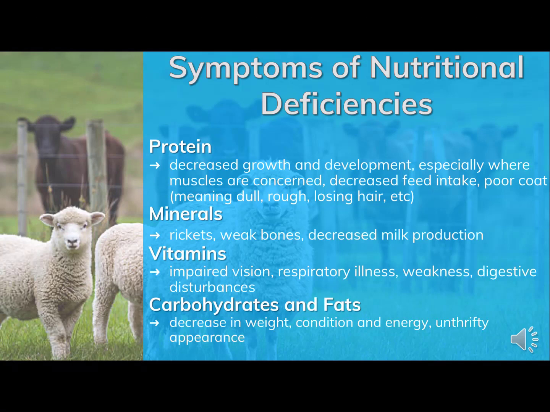Now, with minerals and vitamins, you can see anything from a decrease in production, bone problems, respiratory issues, digestive problems, vision problems, blood issues. And then with carbohydrates and fats, you're going to see things that have more to do with energy. So they're going to see a loss of weight. Maybe they don't have good energy. They just don't look right. Maybe their coat's dull. They just look sick. And so these are just a couple quick examples for each one of those that we might see if an animal's not being fed properly.